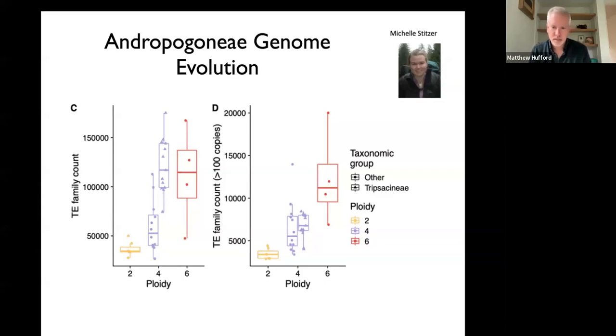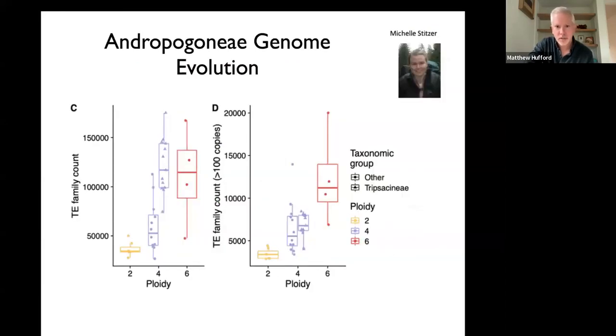And this is the case even if you look at TEs that are present at least 100 times within the genome. And we can see that the trend of the Trypsicini being more distinct from these other tetraploids starts to decrease a bit if you only consider those TEs that are present in at least 100 copies. And so that suggests that some of that increase in TE content within the Trypsicini subtribe might be due to recently amplified TEs or novel TE families that are found within the Trypsicini at low copy number.